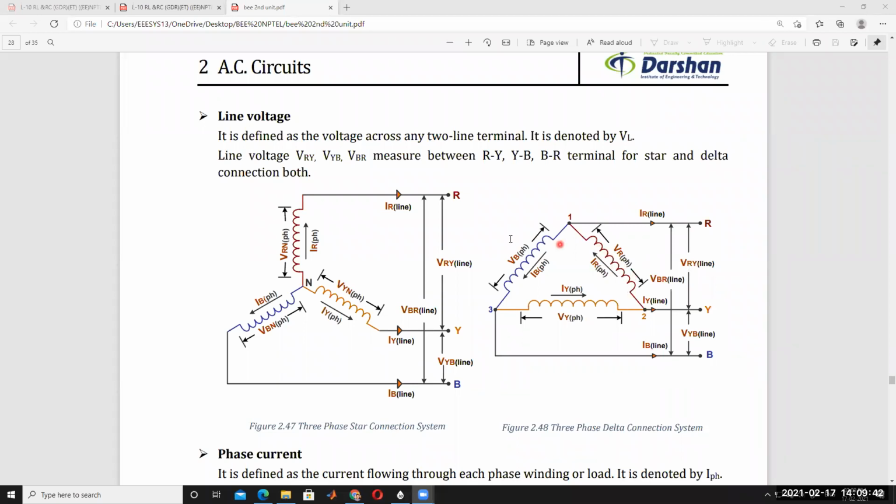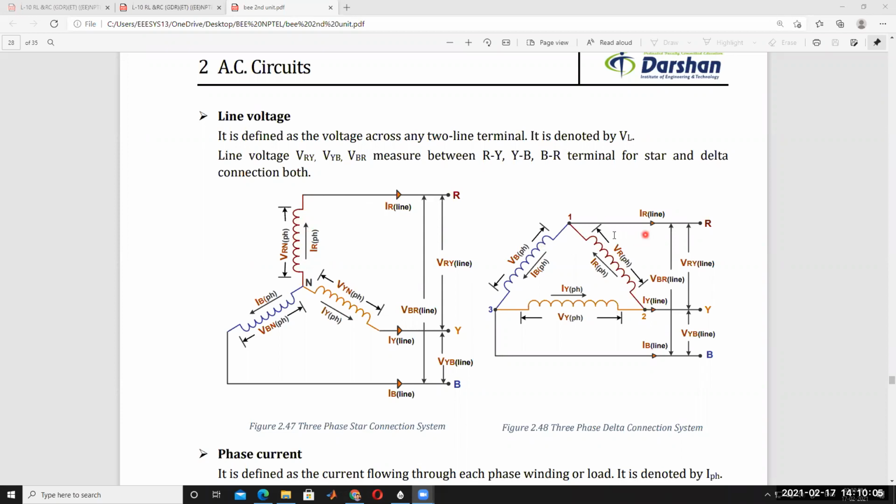It's clear. And here line current, IR line, this is called line current. IY line, this is also line current. IB line, this is also line current. The line current is equal to the phase current because these two are in series. Right? This line and this phase are in series. That's why IR phase is equal to IR line. The line current is equal to the phase current in a star connected system.